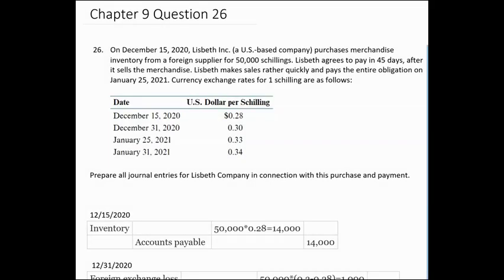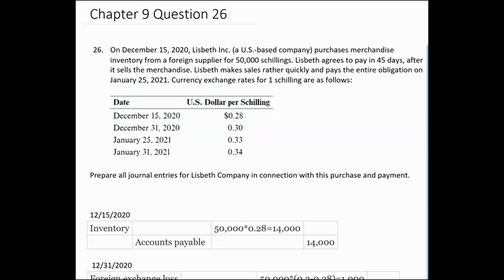Question 26. On December 15, 2020, Lisbeth Inc., a US-based company, purchases merchandise inventory from a foreign supplier for 50,000 shillings. Lisbeth agrees to pay in 45 days. After selling the merchandise, Lisbeth makes sales rather quickly and pays the entire obligation on January 25th, 2021. Currency exchange rates for 1 shilling are as follows.